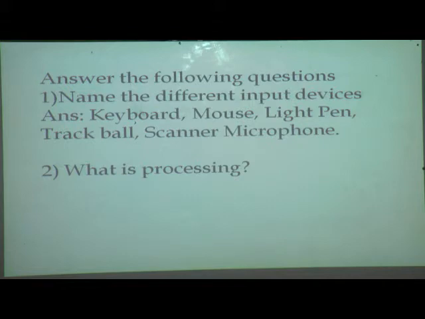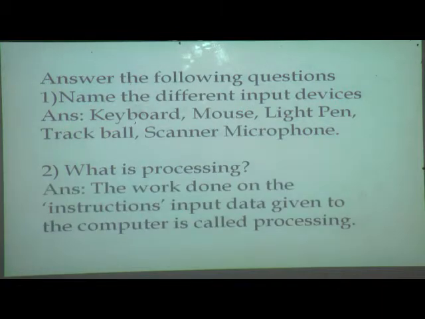Next, what is the second question? What is meant by processing? Anyone can tell me? The work done on the instructions, input data given to the computer, is called processing.